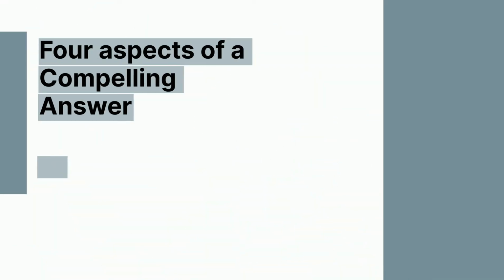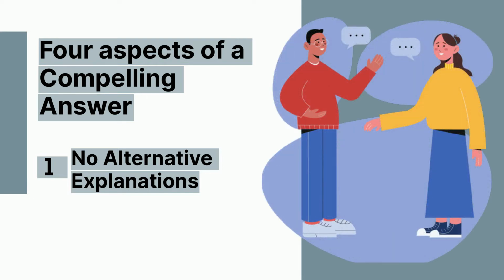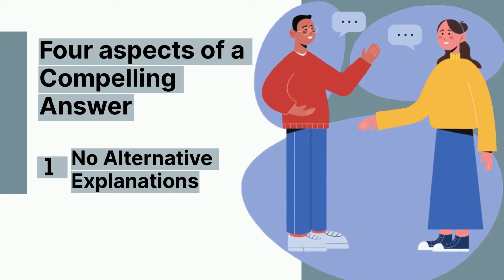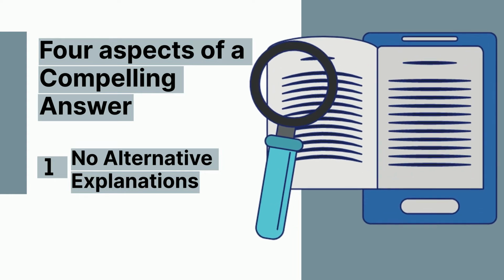The first aspect is that there are no alternative explanations for your results. Ideally, there should be only one way to interpret your results so that you can draw a clear conclusion. The most important part of your methodology to make sure that there are no alternative explanations is the research design part. By designing your research in a smart way, you can make sure that alternative explanations are ruled out. So we're going to talk about this in a lot more detail in the research design section.